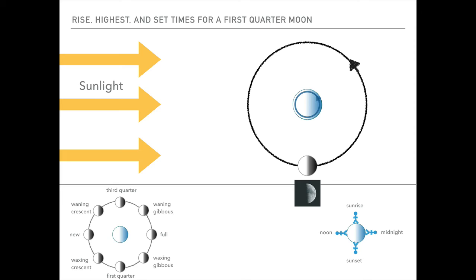First, we place the moon at its first quarter position. Next, we put a person in the position where the first quarter moon is overhead. Notice that this is the sunset position, so we conclude that a first quarter moon is highest in the sky around sunset.